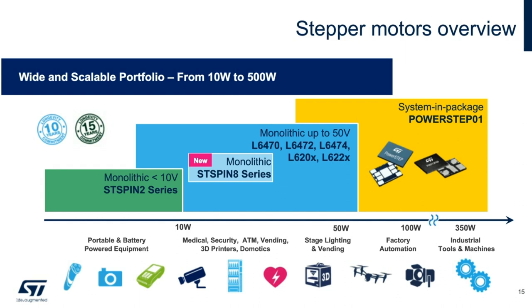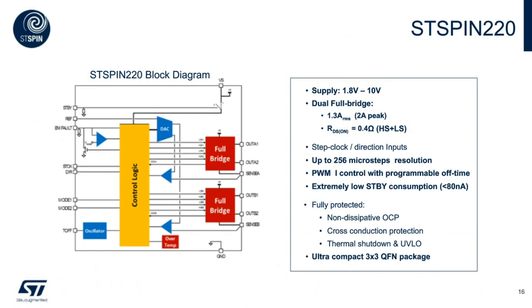Let's have a look in more detail at what is inside of the ST-SPIN 220 stepper driver. The voltage range is from 1.8 volt to 10 volt, which is one of the lowest in the industry. Two full bridges can energize the coils of the bipolar stepper motor up to 1.3 amp RMS due to the low RDS(on), which is 400 milliohms measured across the high side and low side together.